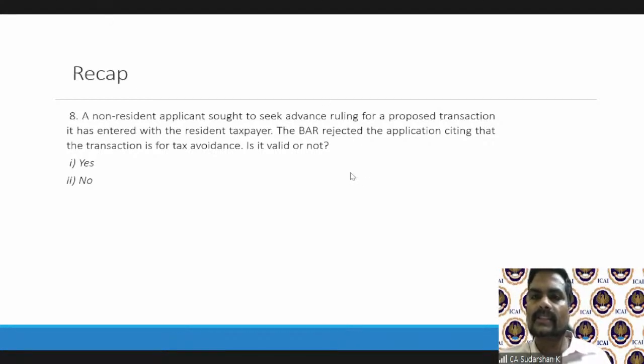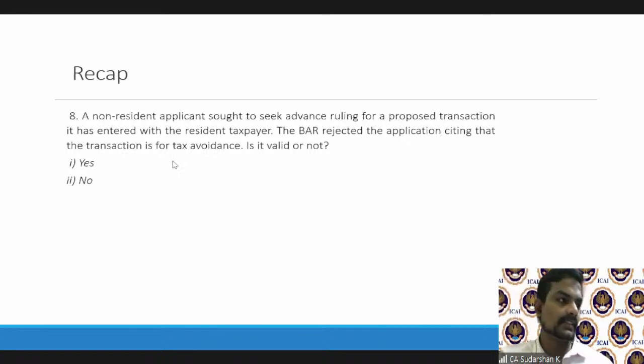Now in this particular question, a non-resident applicant sought an advance ruling for a proposed transaction it has entered into with a resident taxpayer. The Board for Advance Ruling rejected the application, citing that the transaction is for tax avoidance. Is it valid or not is the question. When it applied for the ruling, the BAR felt that the transaction looks very shady, like it is meant for tax avoidance. So it says, I'm not going to take this application and I'm rejecting it. Is it possible? Yes, possible.